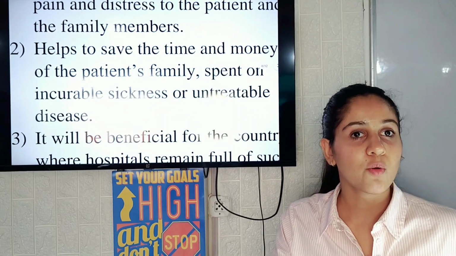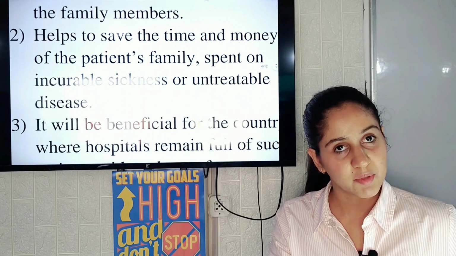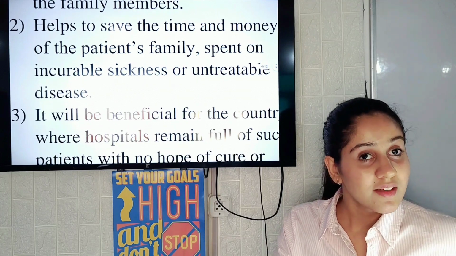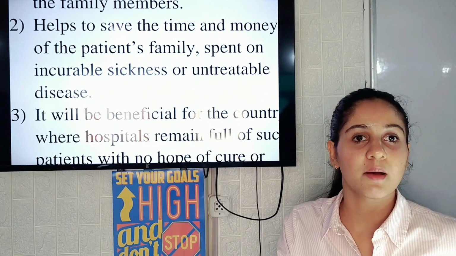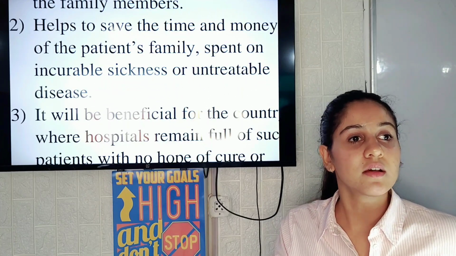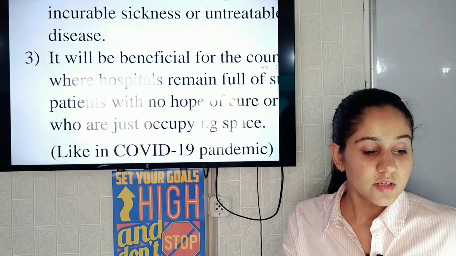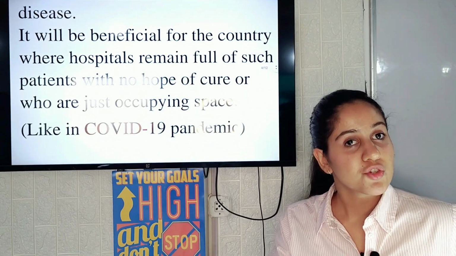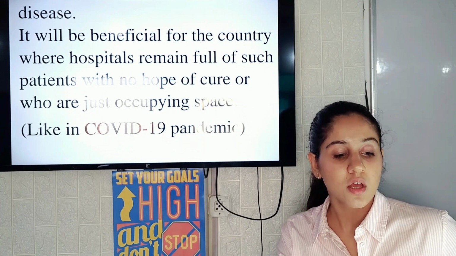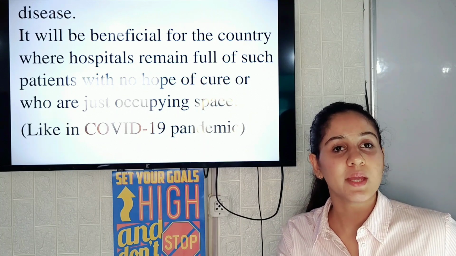So the first point we wrote in support of the patient, the second point in support of the family members, that how this can be a benefit. If we have agreed, then we also need to prove to the examiner why the student has agreed, and if disagreed, then why, what the reasons are, what the proofs are behind that. Third, it will be beneficial for the country where hospitals remain full of such patients with no hope of cure or who are just occupying space.